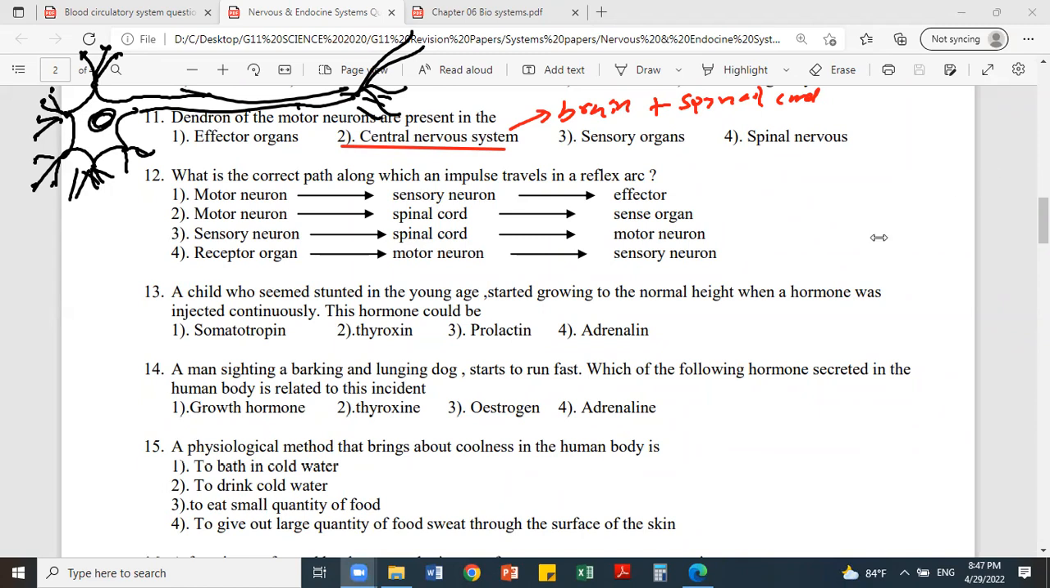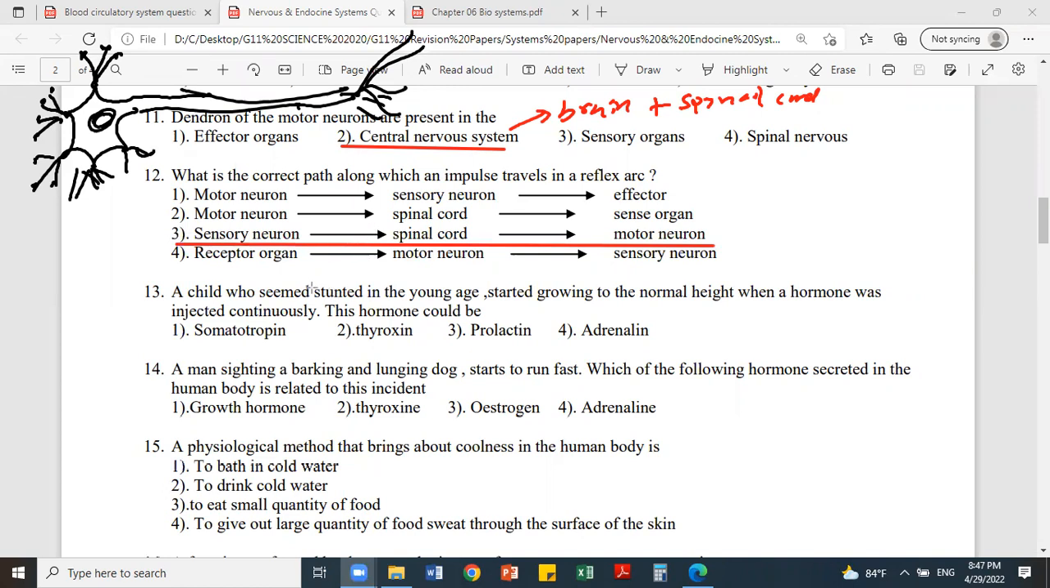Manet, Faiz, Lonita, Dasula. Third answer. Yes, correct. Very good. Sensory neuron, then towards the spinal cord and then towards the motor neuron. That's very good. The answer is third. That is correct. Question number 13. What is the answer? 13th MCQ.